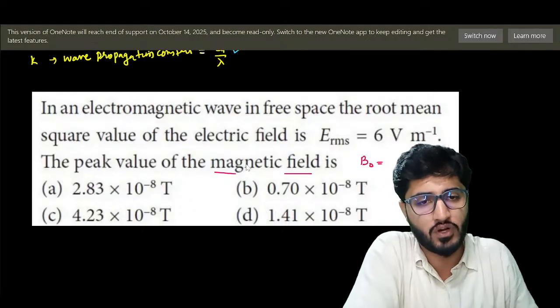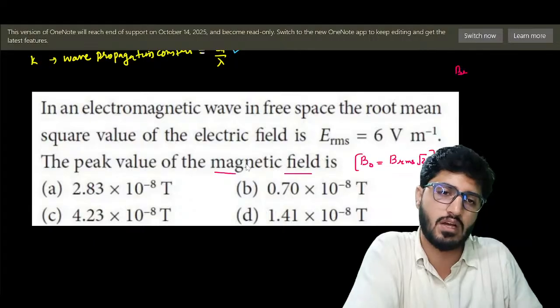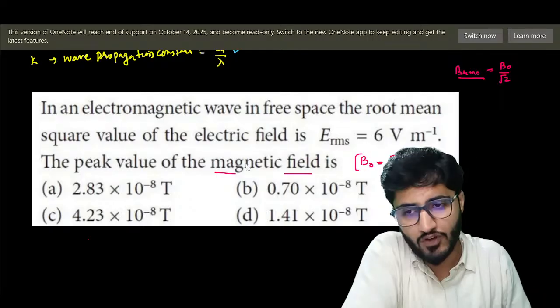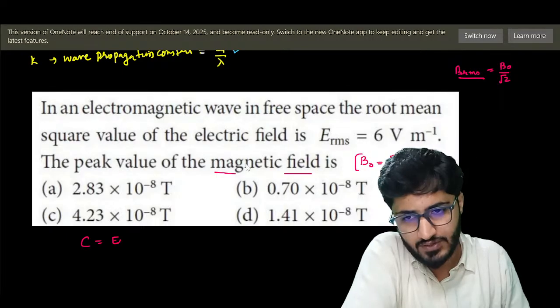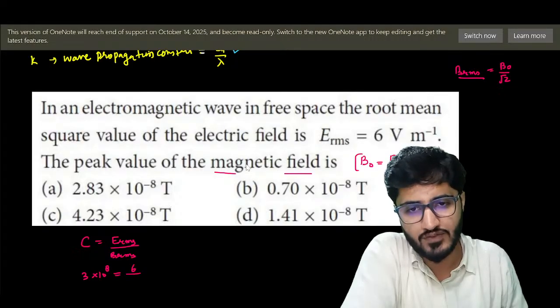B naught is equal to B RMS times under root 2. Why? Because B RMS equals B naught divided by under root 2. But we don't know what B RMS is. But we know one formula, C equals E by B. It is E RMS divided by B RMS. What is C? 3 times 10 to power 8. What is E? 6 divided by B RMS.